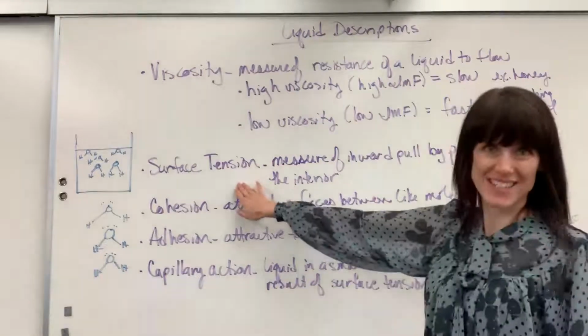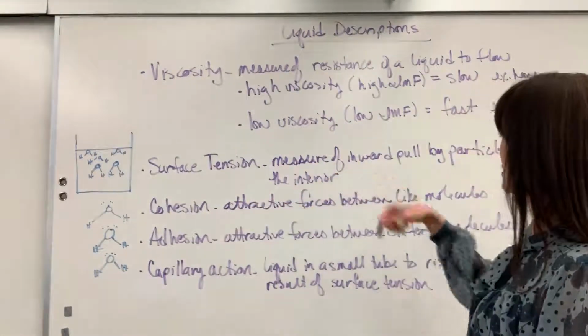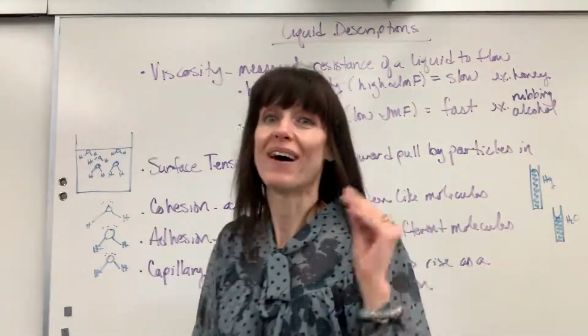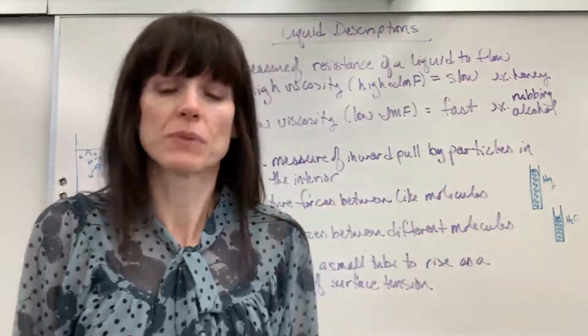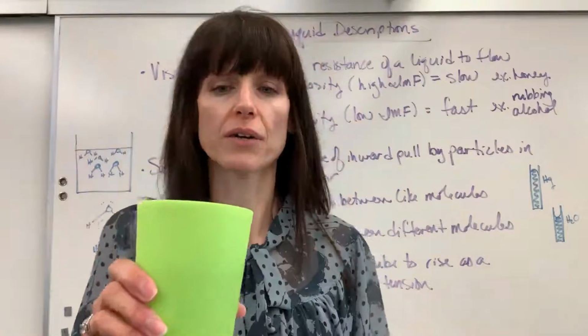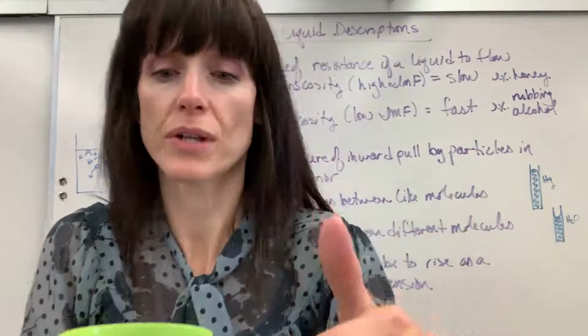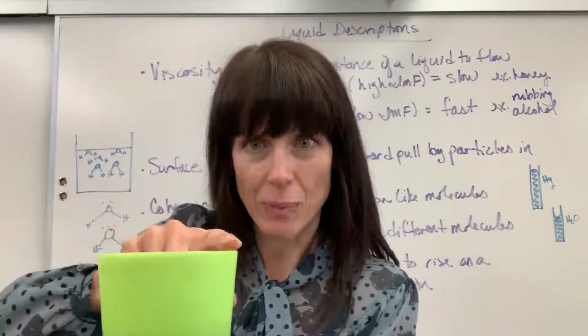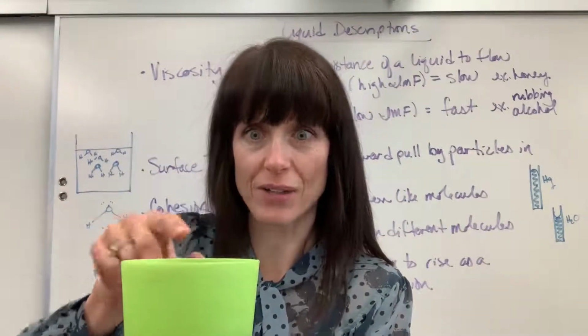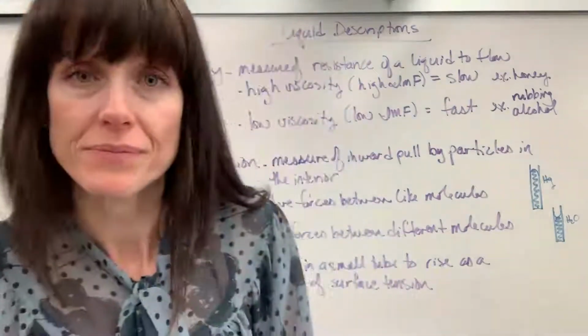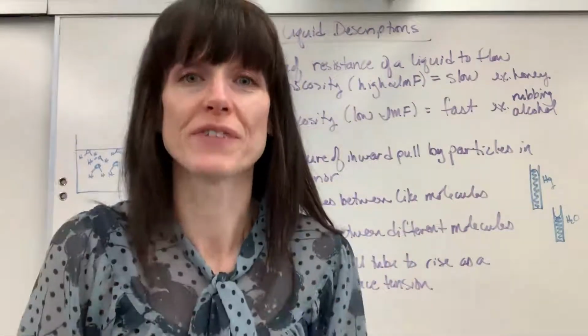Next, surface tension. So this is a measure of inward pull by particles in the interior. Now you and I have all experienced surface tension. It's when you're getting a glass of water, you're filling it up and you're distracted a little bit, and all of a sudden that water's at the top, so you hurry and turn off the faucet and you get this bubble of water. You're like, wow, and you come and you slurp it so it doesn't spill. That is a result of surface tension.